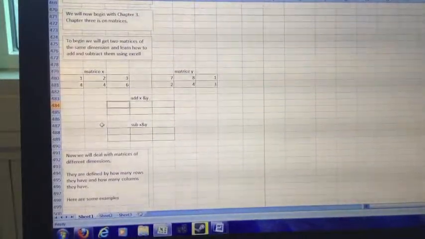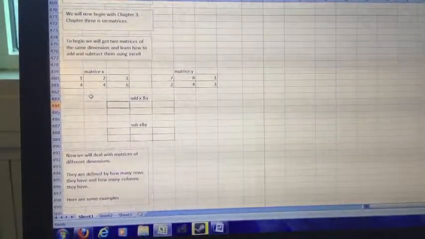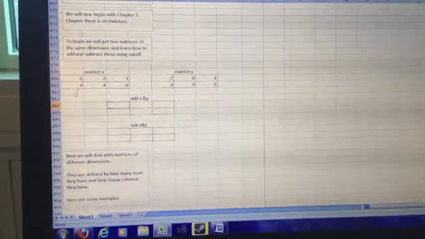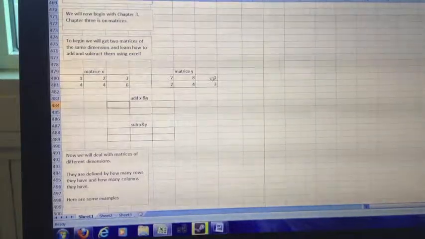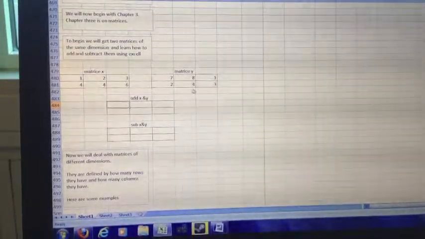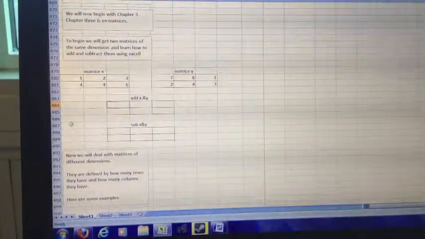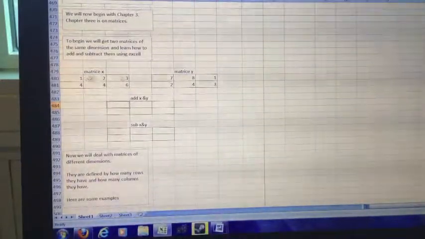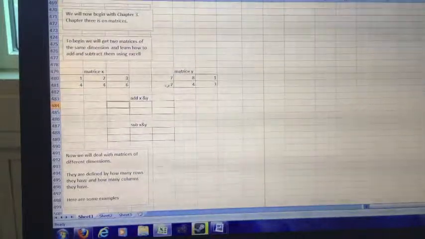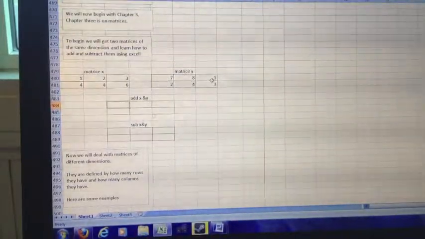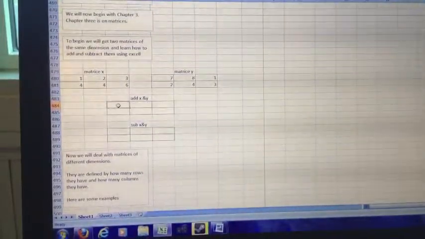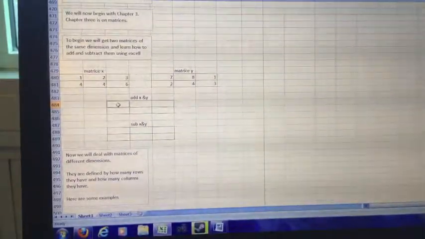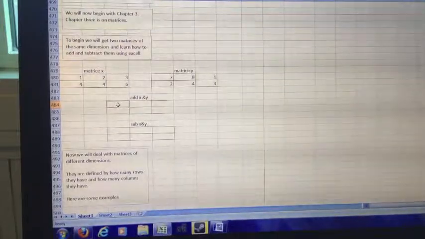Okay, so first we're going to do addition. What we do is we notice the dimensions of this matrix and the dimensions of this matrix. They are both the same. They will always be the same if we're adding or subtracting them. So you notice that there's 2 cells down and 3 cells across. And this one is also 2 cells down, 3 cells across. So that means that our final product will be 2 cells down and 3 cells across, because the dimensions do not change when you're adding or subtracting.